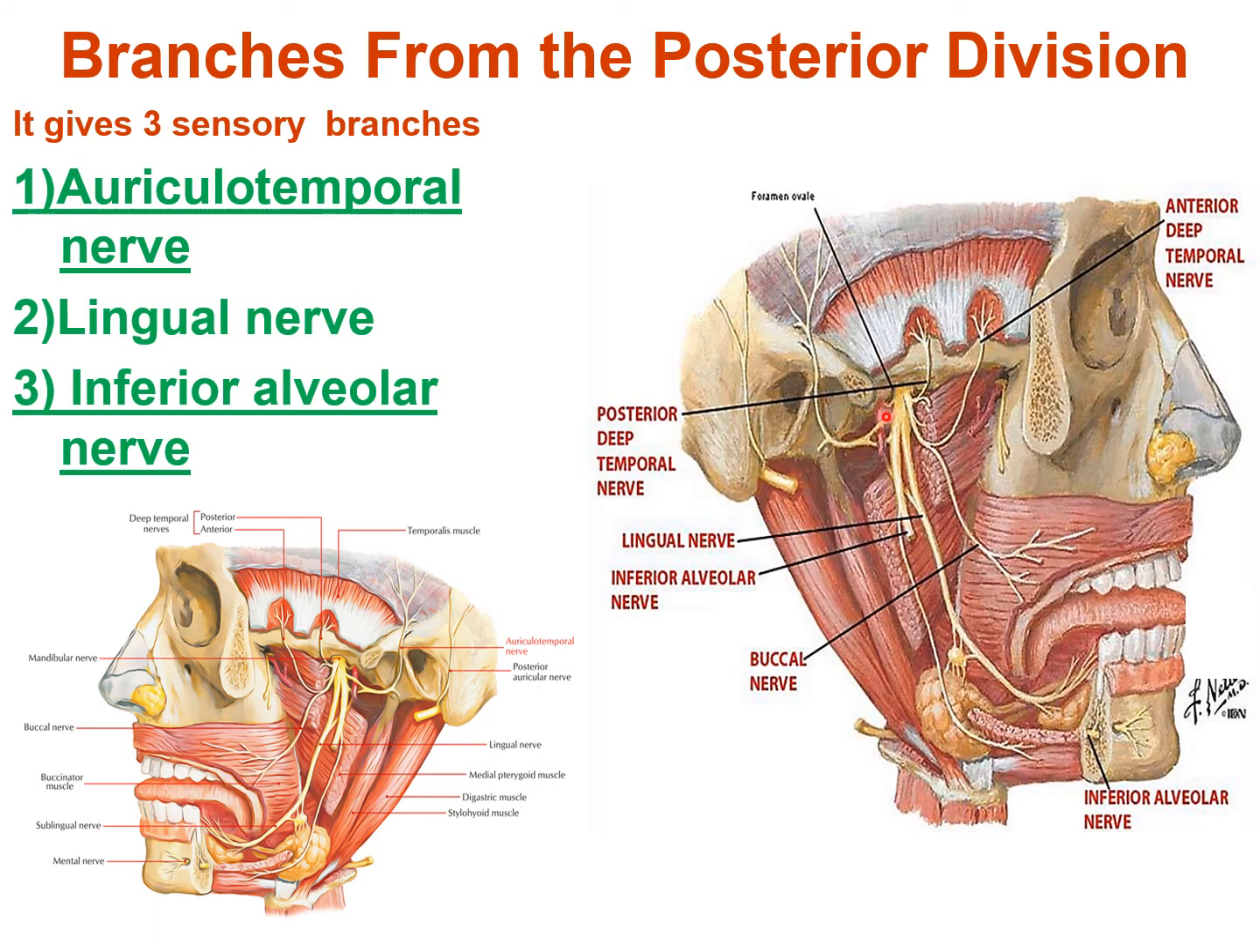The posterior division of mandibular nerve gives 3 sensory branches: the auriculotemporal nerve, the lingual nerve, and the inferior alveolar nerve. These are the 3 sensory branches which are derived from the posterior division. Auriculotemporal nerve, as we see here, arises by 2 roots and it encircles the middle meningeal artery. So this is the posterior division again, giving rise to 3 sensory branches: the auriculotemporal nerve arising by 2 roots encircling the middle meningeal artery, the lingual nerve, and the inferior alveolar nerve.